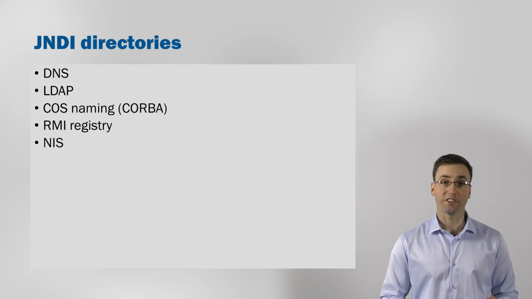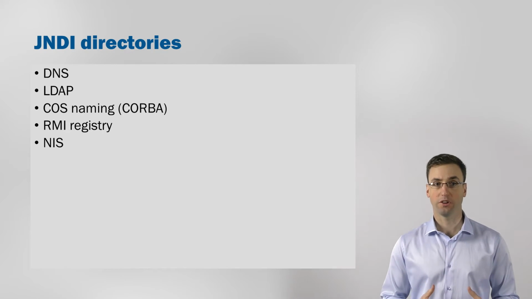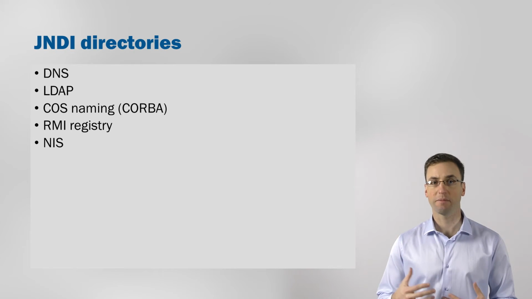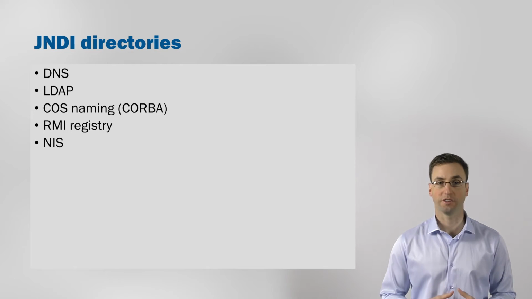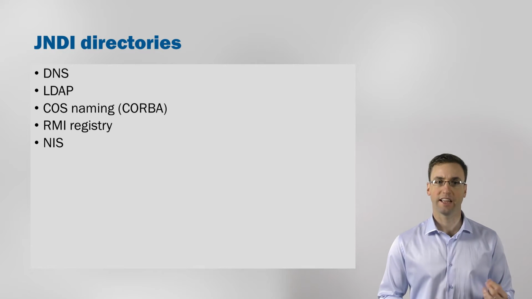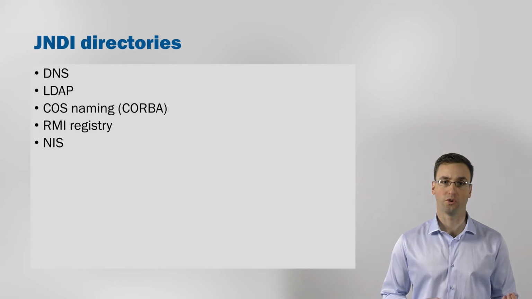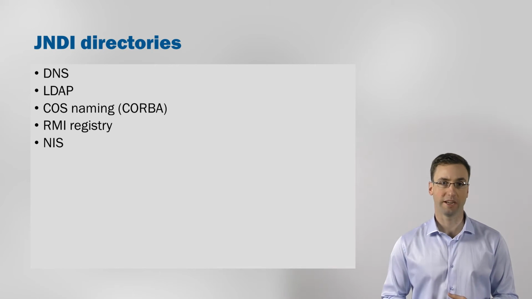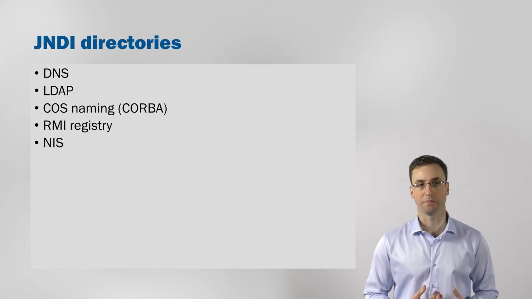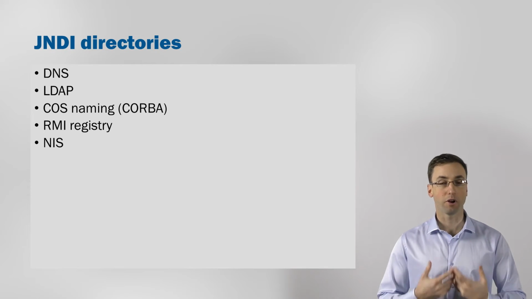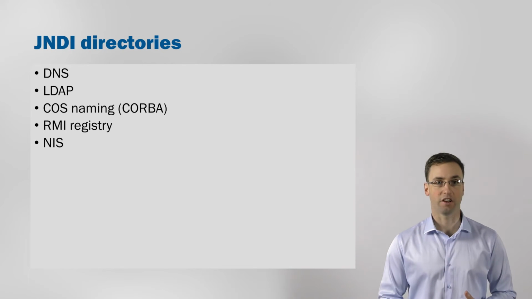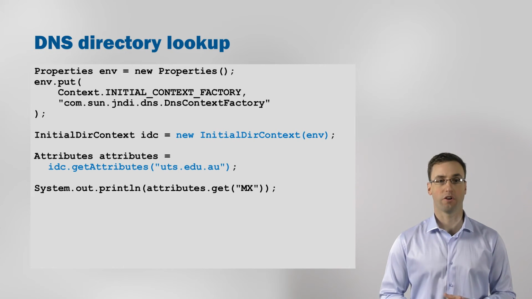COS naming is used by the CORBA distributed object protocol to store object references. And RMI registry is similar, but it's used by Java's Remote Method Invocation protocols. They're lower level network communication technologies, but you don't need to worry about them now. Finally, NIS is a Sun Microsystems technology that was also used to store host and user configuration information, but now it's mostly superseded by LDAP. But all of these are available within JNDI. So let's go back to the code.